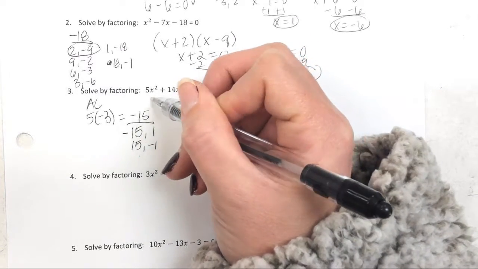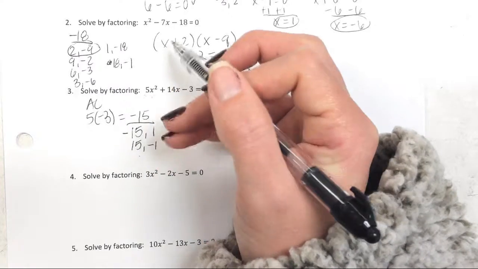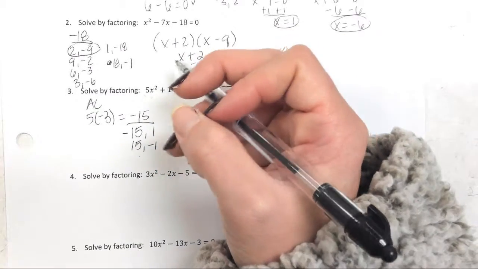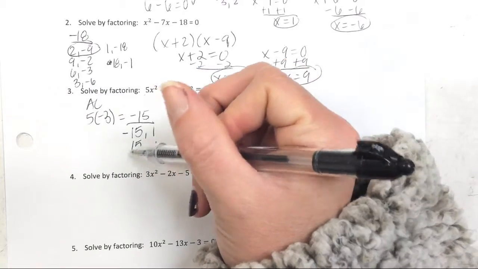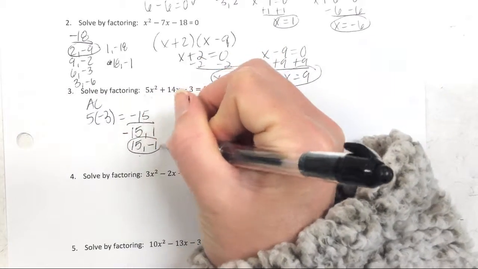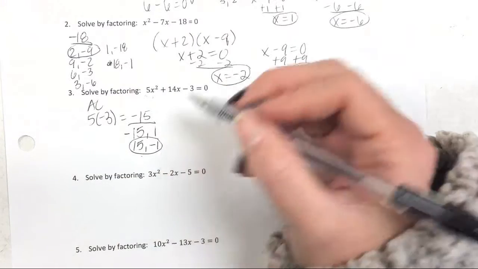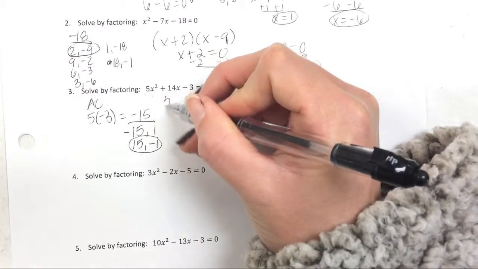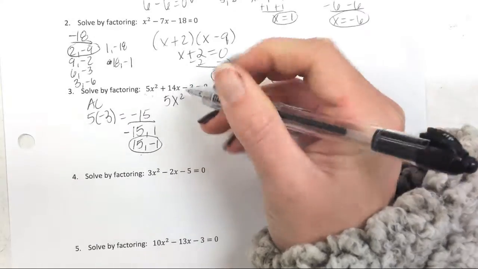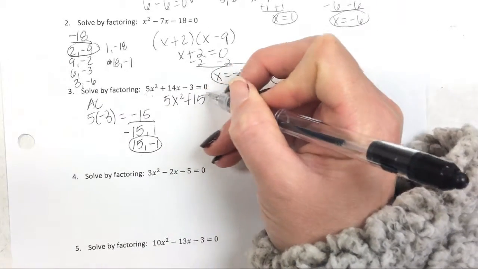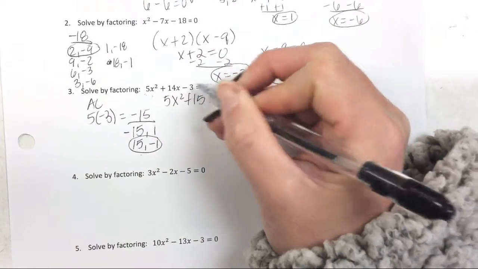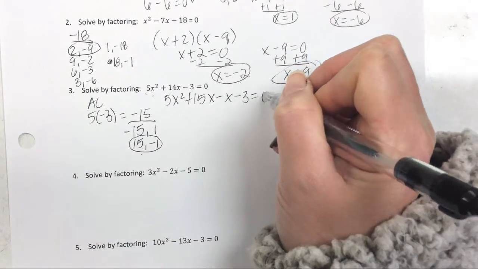Alright, because this one does not have a 1 out in front, we can't just factor it out like this. We have to take these two numbers and replace the middle term, 14x, with 15x minus 1x. So let's write 5x squared. Again, replace the 14x with a plus 15x minus x minus 3 equals 0.